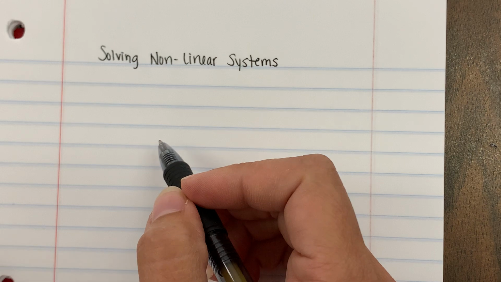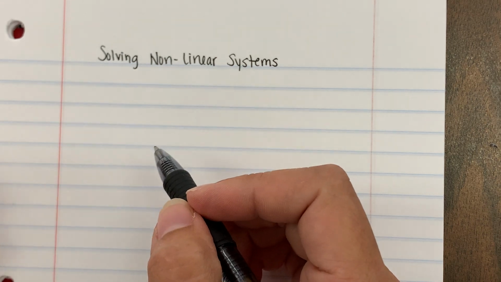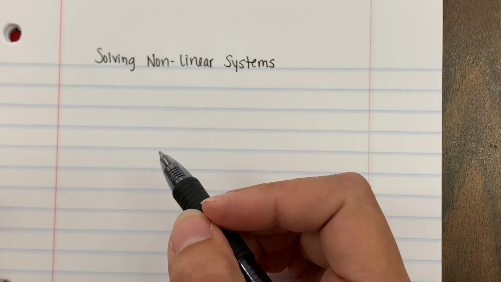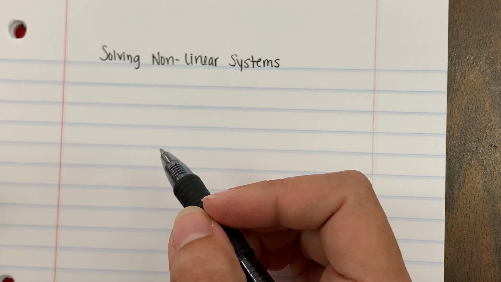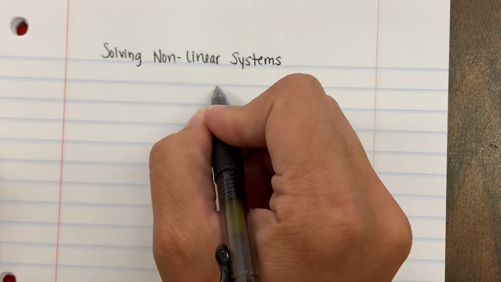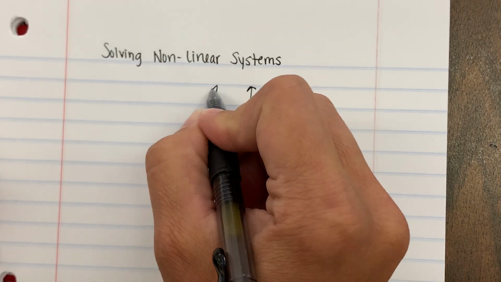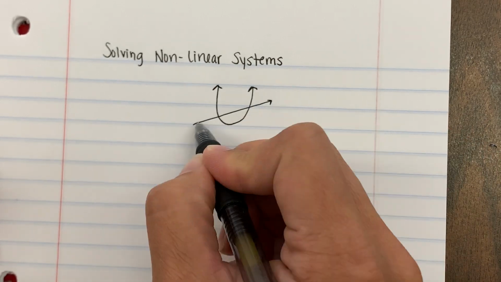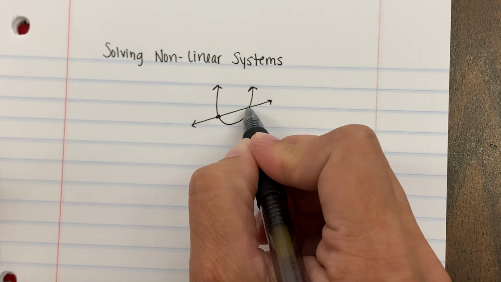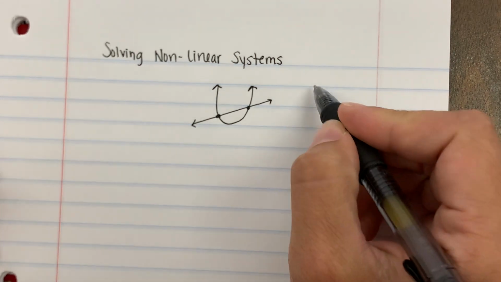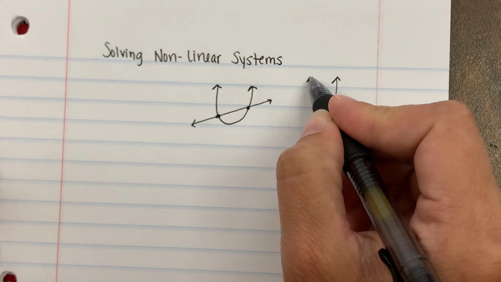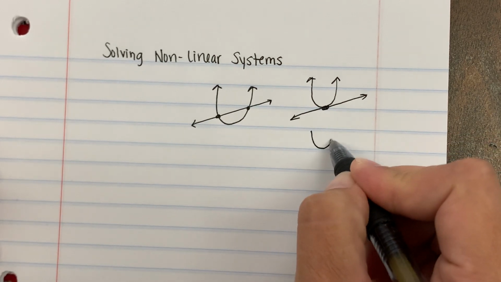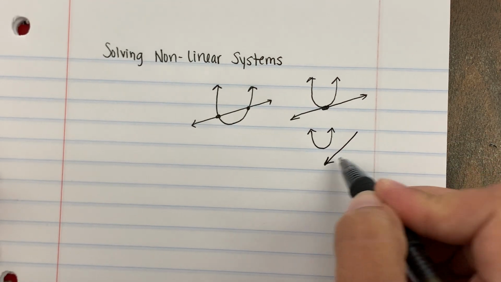So that was a review from Math 1, and of course in Math 2 we step it up a notch, and so we're going to talk about what happens if you have a system of equations and they're nonlinear. In other words, you have a parabola maybe, a quadratic equation, which is a parabola, and a line, for example. So this could possibly have two intersections. You could have one intersection, or you could have no intersection.